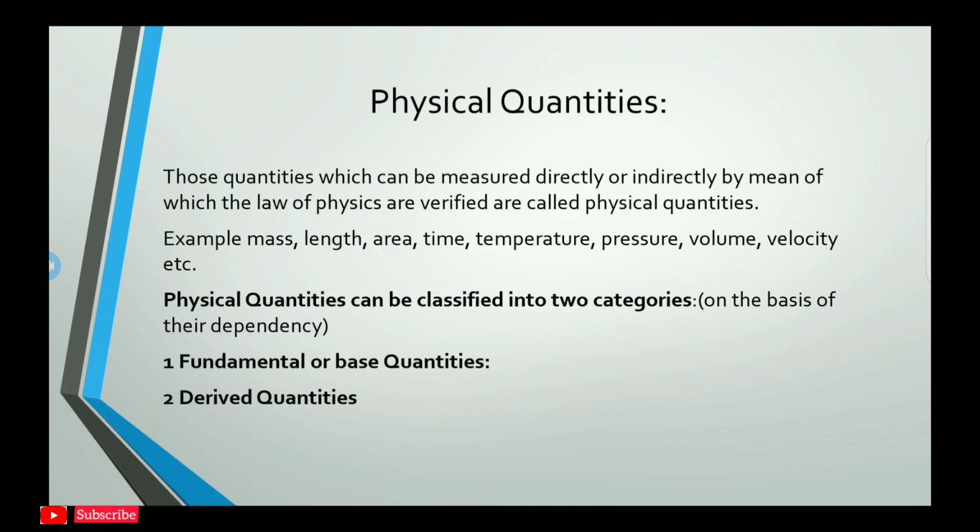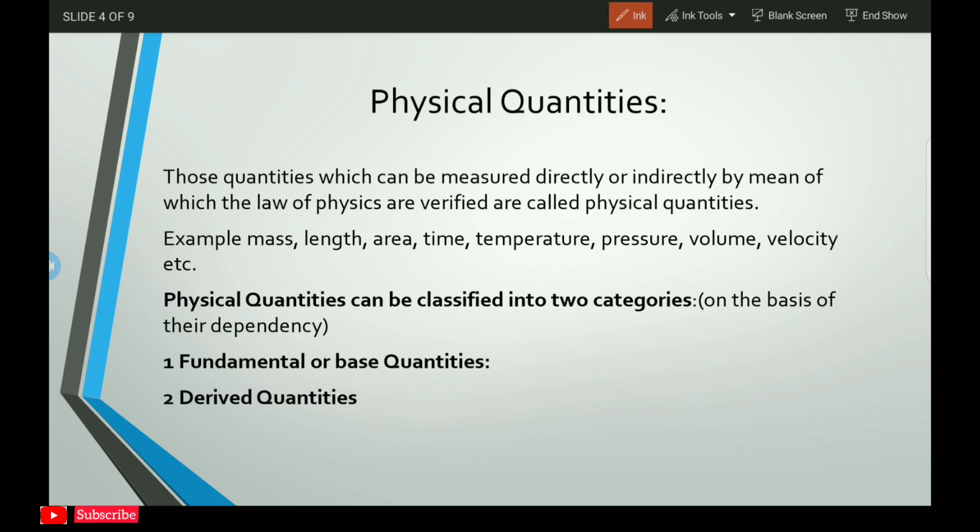So this is the term I have used a lot of times, physical quantity. What is a physical quantity? Those quantities which can be measured directly or indirectly, by means of which the laws of physics are verified, are called physical quantities. Now I have used the term directly or indirectly.